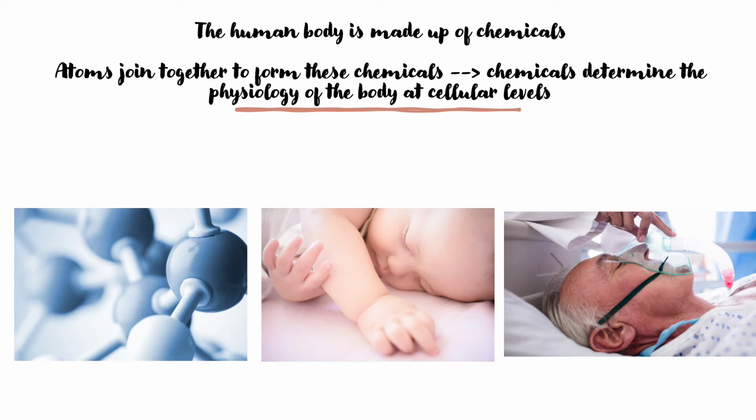So, in case you don't know this already, the body is made up of chemicals. These atoms join together to form these chemicals that we have in the human body. Then these chemicals determine the physiology of the body at the cellular level. Basically, these chemicals determine how the body is going to work, how the body is going to function.